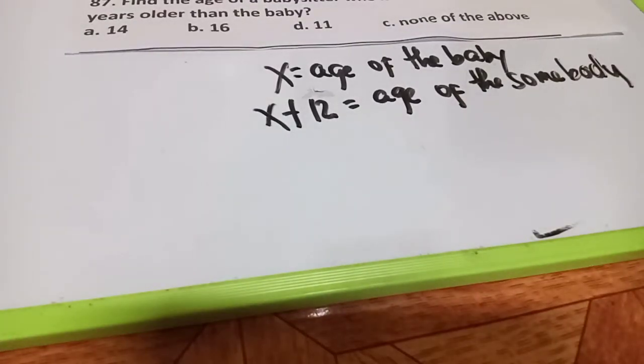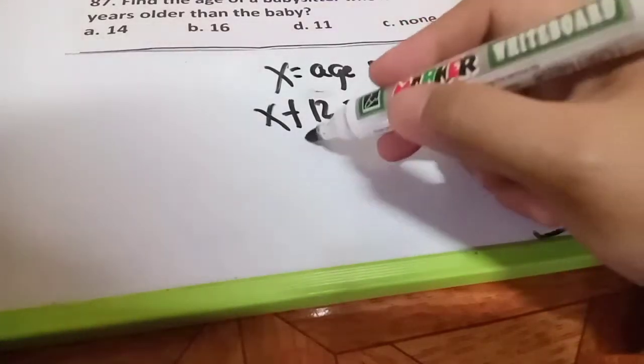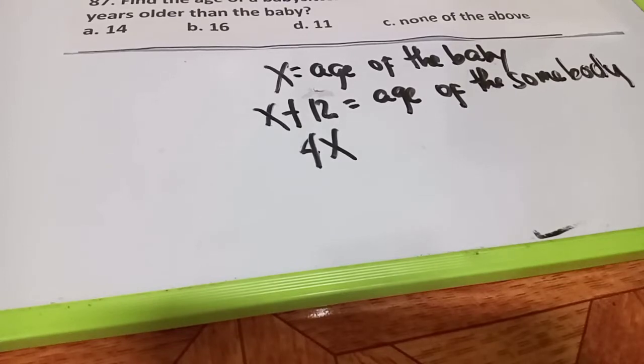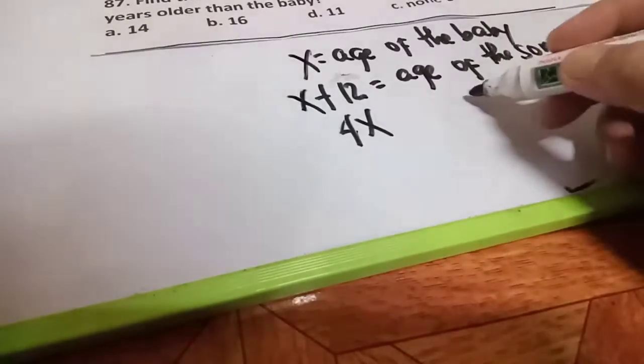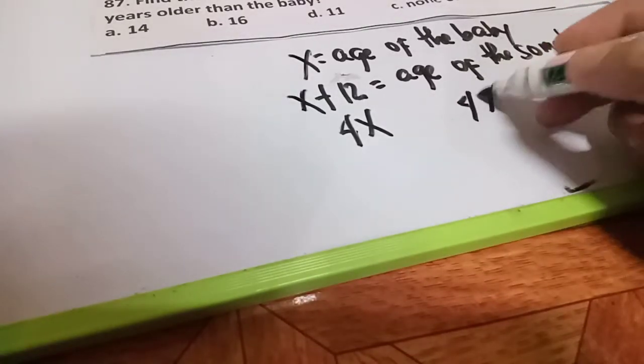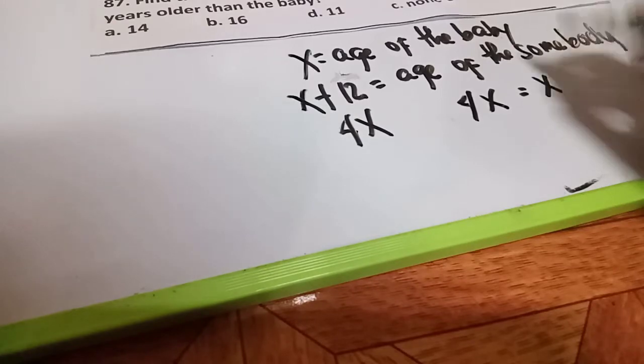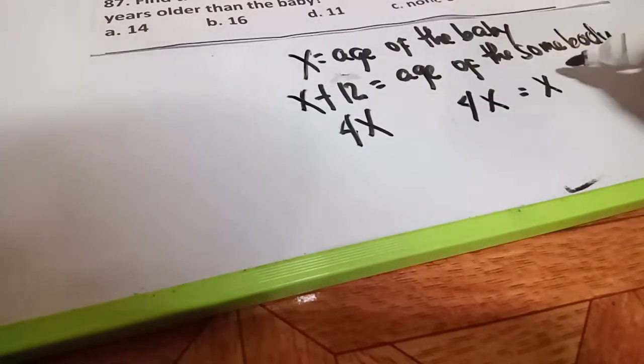And then we have 4 times. So the problem is to find the age of a babysitter who is 4 times. So we need to represent it with x. Right? So in this equation, we will proceed with this one. So again, 4x is equal to x, this is the age of the baby, and then 12. Right?